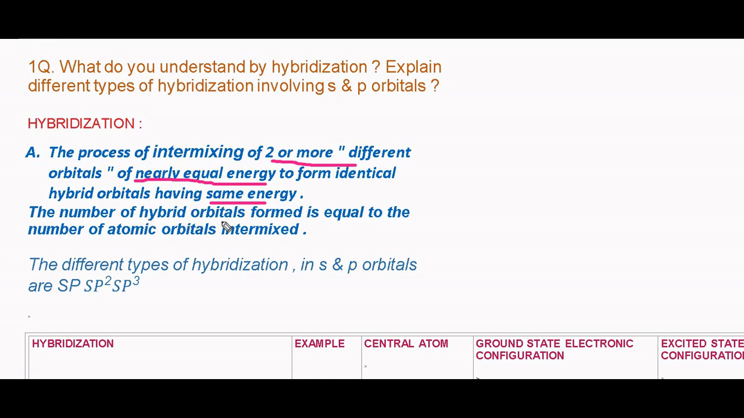The number of hybrid orbitals formed is equal to the number of atomic orbitals intermixed. The different types of hybridization involving s and p orbitals are sp, sp2, sp3. How many hybridization types are we studying in this session? Three. What are those? sp, sp2 and sp3.